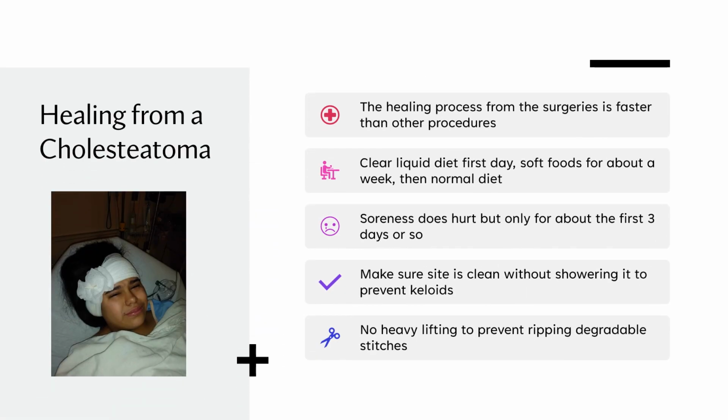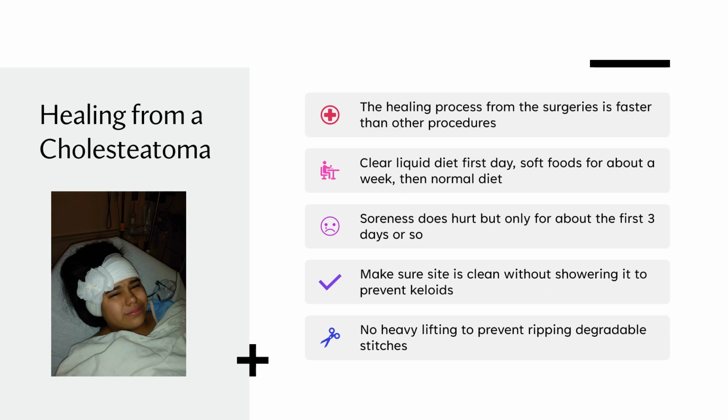Healing from a cholesteatoma. The healing process from surgery is faster than other procedures. At first, there is a clear liquid diet the first day, and soft foods for about a week. Soreness does hurt, but only for about the first 3 days or so. Make sure that the site is kept clean without showering to prevent keloids. Most people take baths during this time because washing it too much is a problem, and it can't get wet and has to stay dry in order to heal.